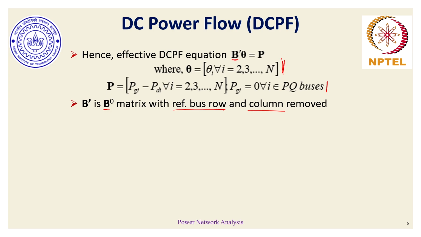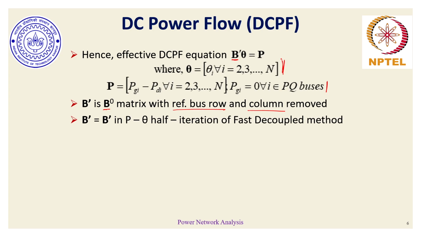And this B dash matrix is the same B dash matrix that we have seen in the P theta half iteration of the fast decoupled method. And essentially that's how decoupled power flow and DC power flow are interrelated. Essentially, indirectly in DC power flow, we are only solving the E1 equation of the fast decoupled method. The E2 equation in fast decoupled flow is not being solved in DC power flow.